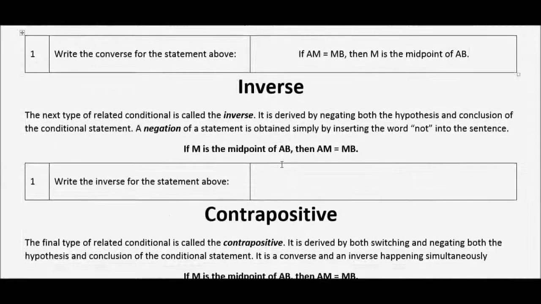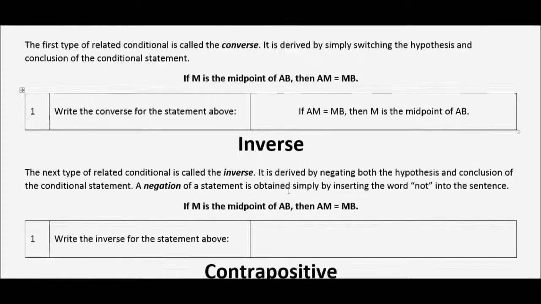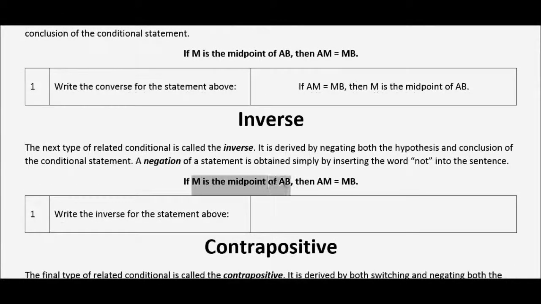We write the inverse of a statement by negating the hypothesis and the conclusion. So if M is the midpoint of AB becomes if M is not the midpoint of AB, then AM is not equal to MB.